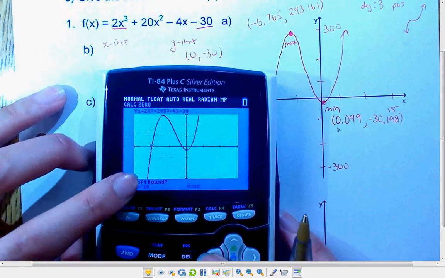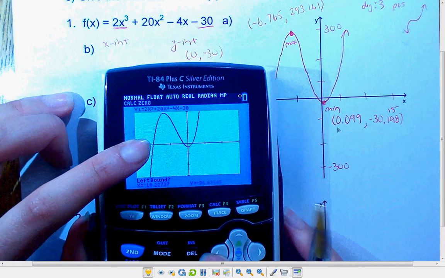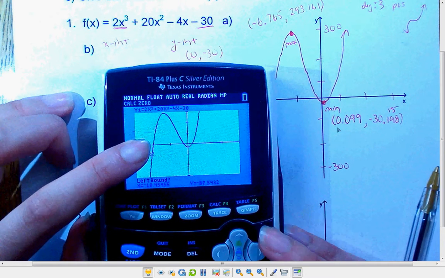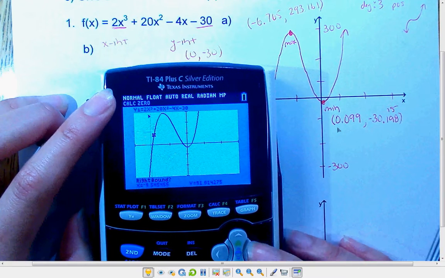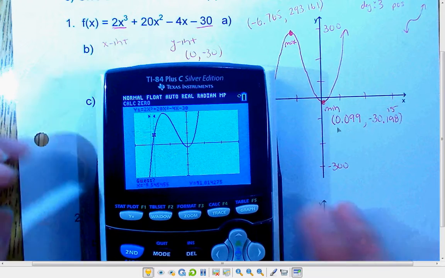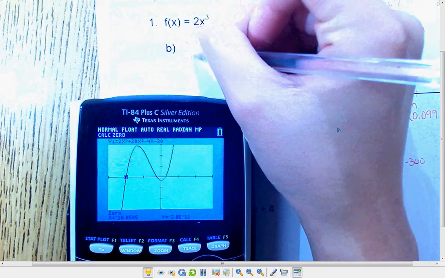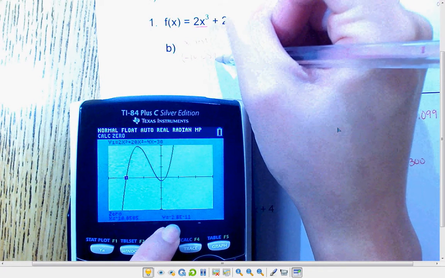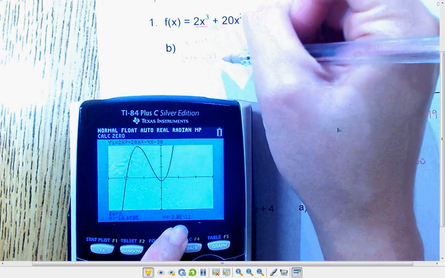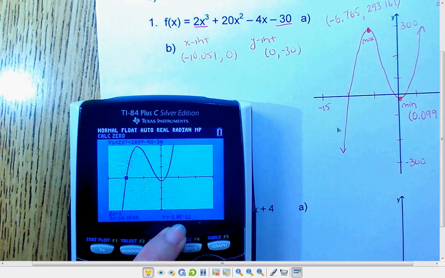So left bound means you want to be on the left side of your x-intercept. So here's my x-intercept. Go slightly to the left of it. In this case, that's going to be underneath it. Press enter. Right bound, so slightly to the right of it. In this case, it's going to be above. And then press enter again, and it'll give you your intercept, which is negative 10.05. Again, round 1. Remember, this e to the negative 11 is just a really small number, so we're going to round that to 0. So whenever you see that e, it's really 0.